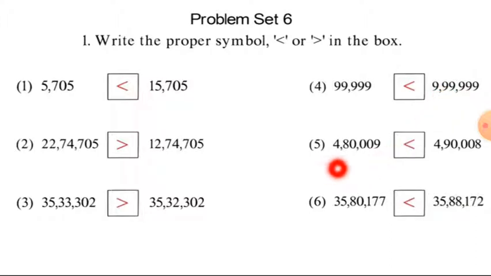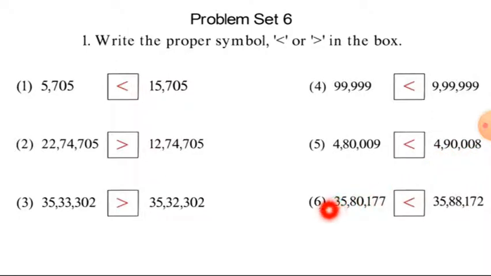Then next sum is 4,80,009. Next number is 4,90,008. So which is the bigger number, students? Here at the 10,000 place, 80,000 is there and here 90,000 is there. So this number is the bigger number. So the bigger sign will come over this side.